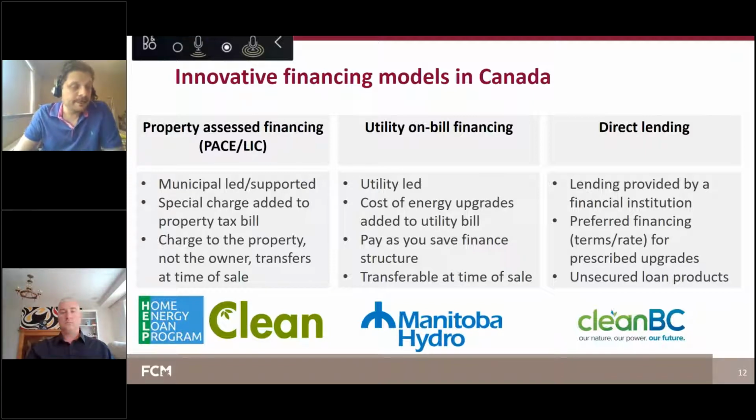The last category is direct lending, which can take many forms, and it occurs when a municipality is working with perhaps a credit union or a financial institution to offer a financial product customized for home energy upgrades. With the support of the Green Municipal Fund, municipalities can de-risk a third-party lender's investment in a community program in exchange for attractive rates, longer repayment terms, and a convenient homeowner experience. The CleanBC Better Homes low interest financing program for heat pumps is an example of a direct lending program.